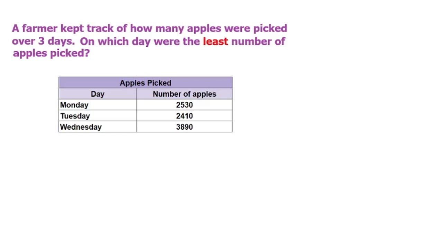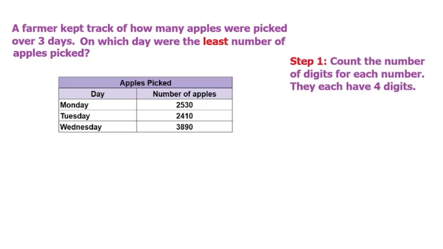In this lesson, we're going to learn about numbers, place value, and finding the least or the greatest number. And we have a word problem here that says, a farmer kept track of how many apples were picked over 3 days. On which day were the least number of apples picked? And we could see a chart here. And on these days, Monday, Tuesday, Wednesday, these amount of apples were picked. And we need to find out which one was the least day.